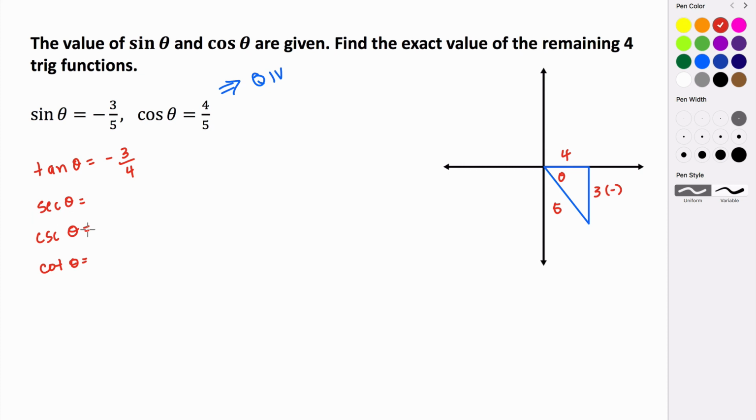The secant is just the reciprocal of the cosine, and we're given the cosine right here, so we can just take its reciprocal, 5/4. The cosecant is the reciprocal of the sine, and again, we're given that, so it's negative 5/3. And the cotangent is the reciprocal of the tangent, so it's negative 4/3. So those are our 4 remaining trig functions, and we just used the fact that the sine is negative and the cosine is positive in quadrant 4, and drew our triangle to help us figure that out.